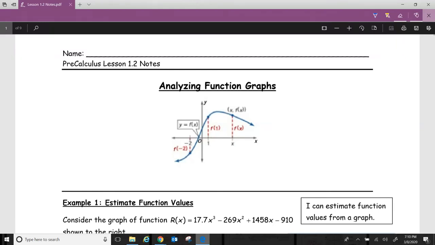Welcome back, Pre-Calculus. We are picking up here at lesson 1.2. This entire lesson is about analyzing graphs of functions and relations, which is something we've done in Algebra 2 and Algebra 1. So it should be a nice review for you.